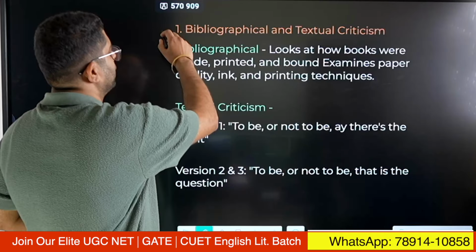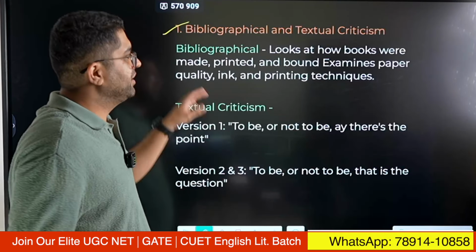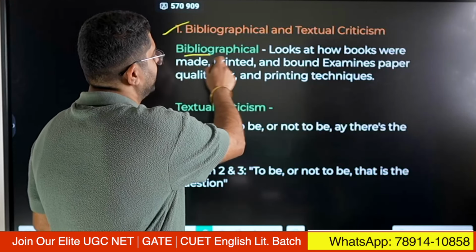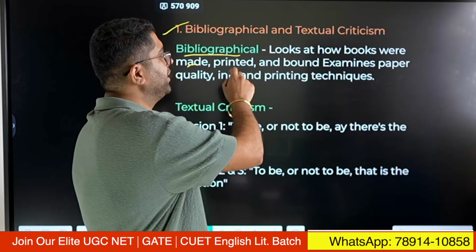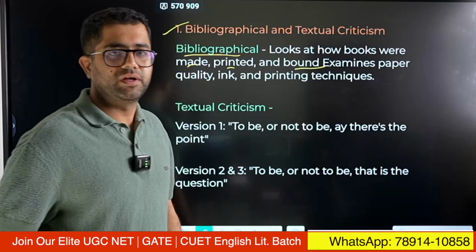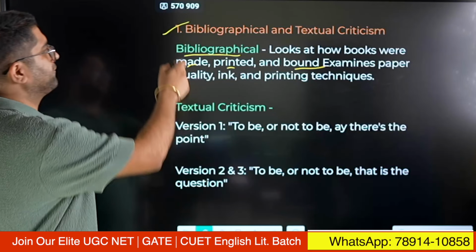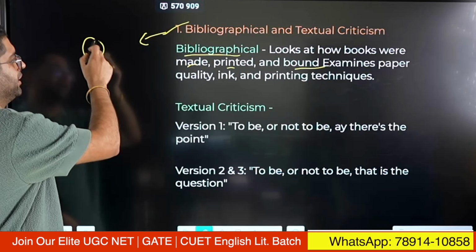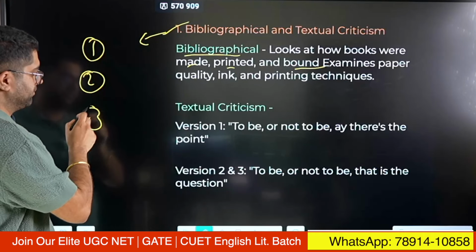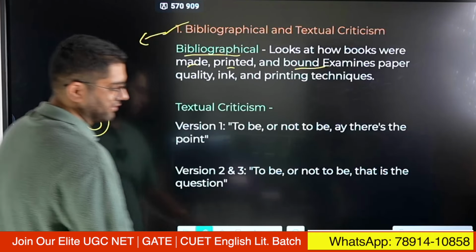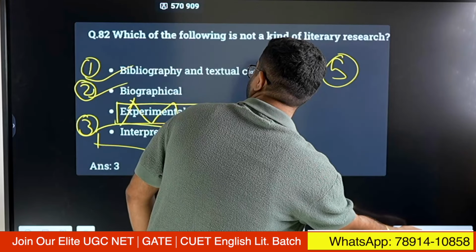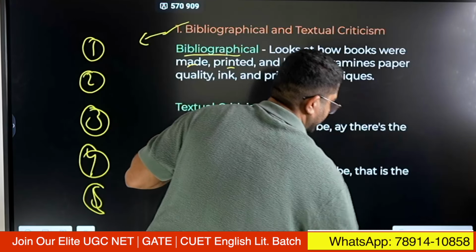So the first one is bibliographical and textual criticism. It's very easy to understand. Bibliographical means how the books are made: the printing mechanism, the binding mechanism, how the books are bound. As I said, it has 5 types. We have just seen in the question paper the 4 types, and we have the 5th one.